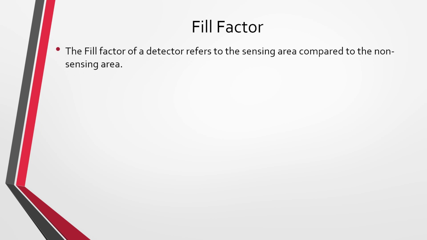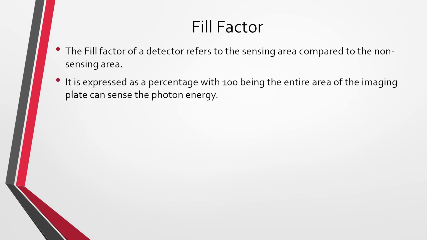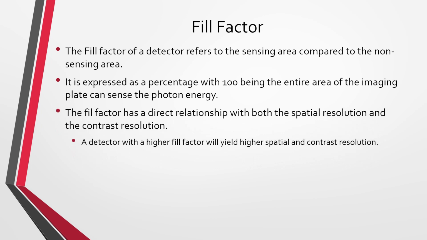We have covered the elements that make up an image receptor, direct and indirect types. Now let's talk about a concept called the fill factor. The fill factor of a detector refers to the sensing area compared to the non-sensing area. It is expressed as a percentage, with 100 being the entire area of the imaging plate able to sense photon energy. The fill factor has a direct relationship with both the spatial resolution and the contrast resolution. A detector with a higher fill factor will yield higher spatial and contrast resolution, and that's what we want, of course. So we want a higher fill factor.